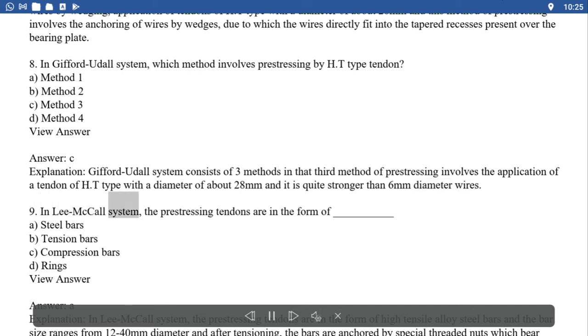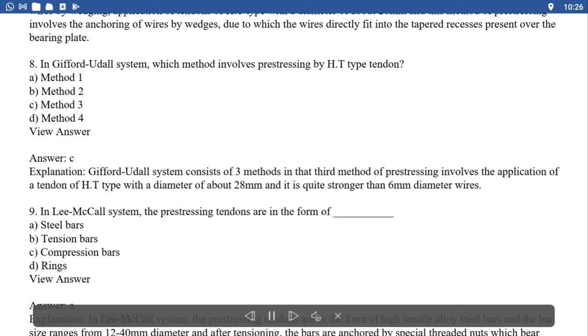9. In the Lee-McCall system, the pre-stressing tendons are in the form of blank. A. Steel bars. B. Tension bars. C. Compression bars. D. Rings. Answer. Answer A.